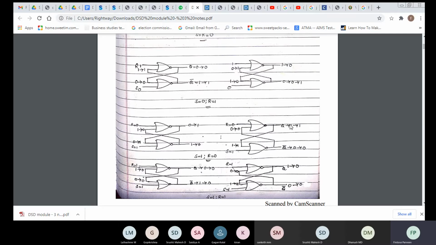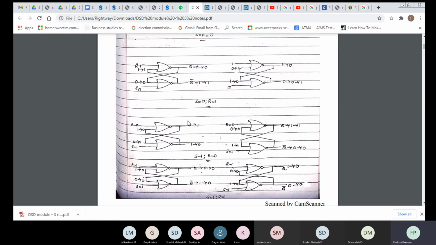If suppose the previous state is 1, S is equal to 1 and R is equal to 0 we have taken. So this is 1. 1, 1 means what happens? It becomes 0. Here, this is 0. This 0 comes here. So 0, 0 means again it is 1 only. What does it mean? It remains in the same state, that is 1 and 0. Got it? When S is equal to 1 and R is equal to 0, the output is 1, 0.